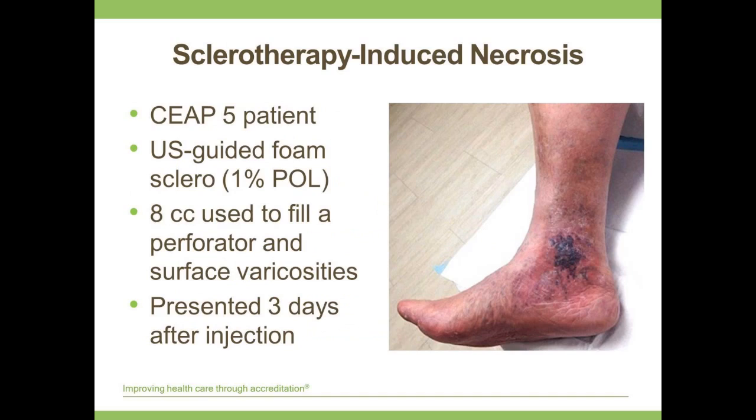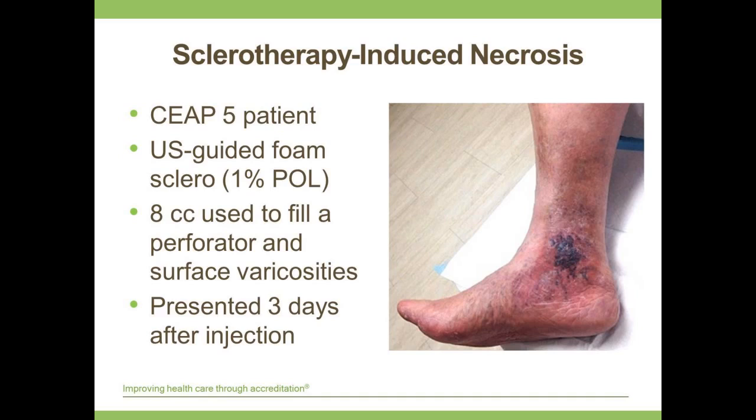Sclerotherapy-induced necrosis is a devastating complication, and this is a picture of one of our patients who was a CEAP 5 lady who had ultrasound-guided foam sclerotherapy using 1% polidocanol into a perforator near the site of a healed ulcer. This perforator met the SVS criteria for a pathologic perforator in that it was almost 6 millimeters, had reflux of more than 1 second, and existed in the immediate vicinity to the healed ulcer.